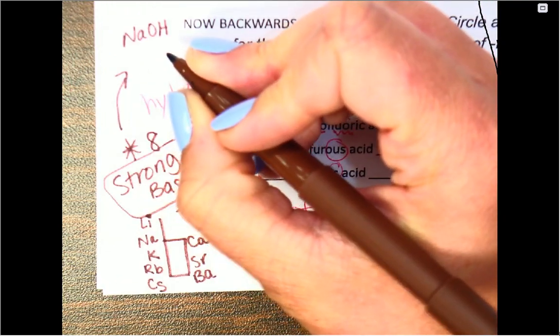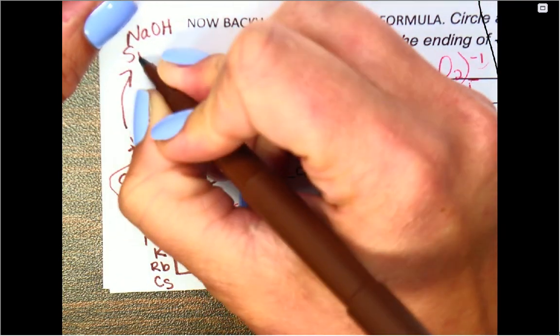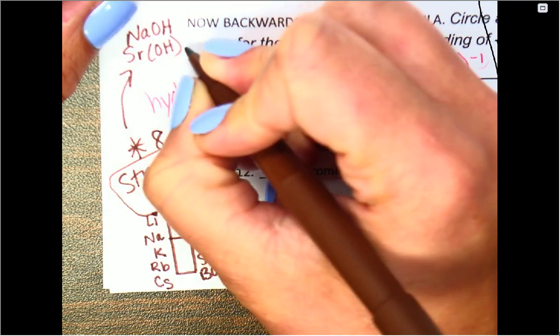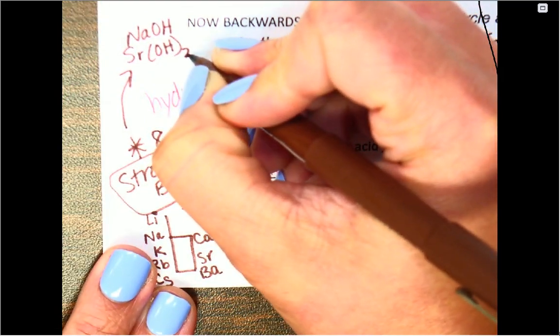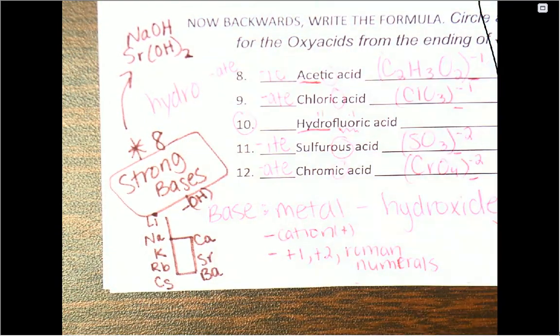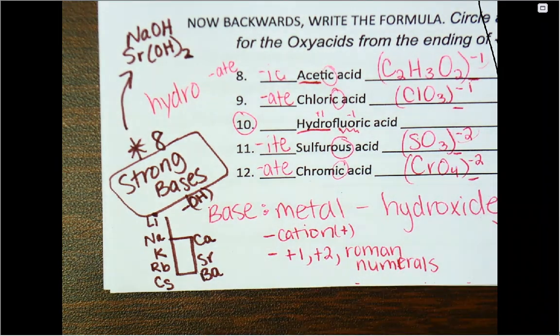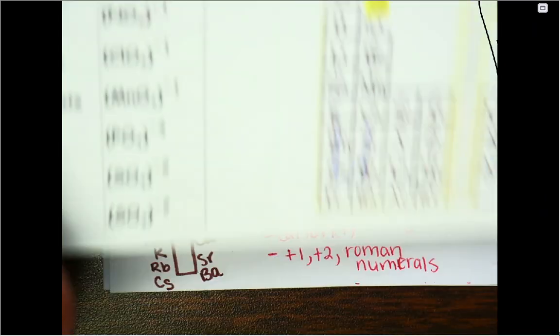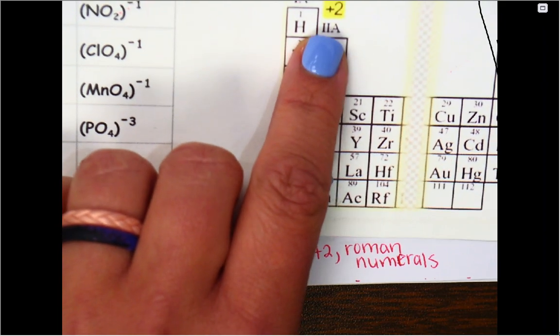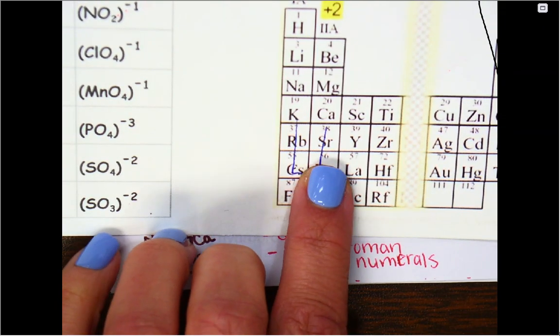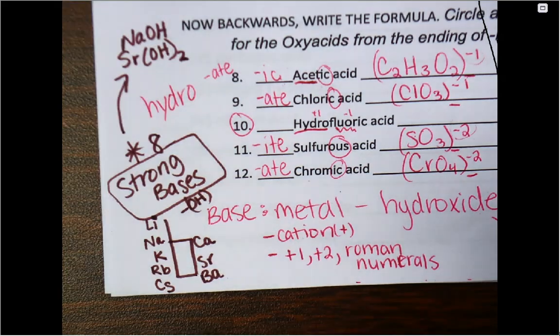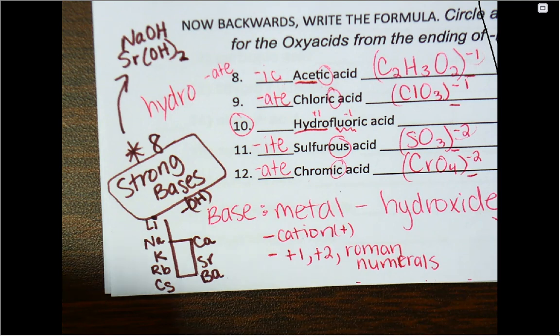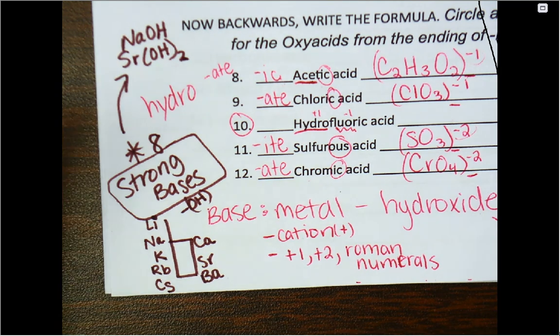Sodium hydroxide, that is a strong base. You could have something like strontium hydroxide. That is a strong base. Notice you brought the 2 down and across, and that's because strontium is in group 2 with that +2 charge. Okay, strontium's here, so that's where that's coming from. All right, so those are your strong bases. You have 8 of them. Any questions so far? So that one's kind of not too bad.